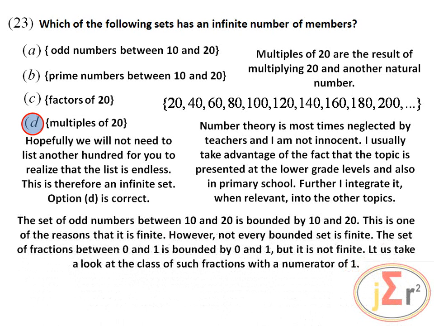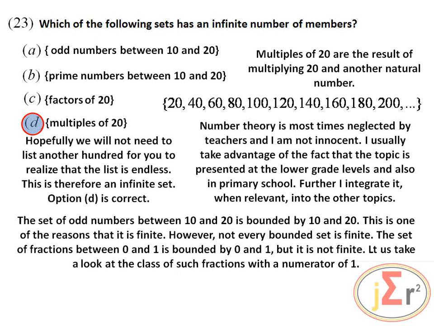The set of odd numbers between 10 and 20 is bounded by 10 and 20. This is one of the reasons why it is finite. However, not every bounded set is finite. The set of fractions between 0 and 1 is bounded by 0 and 1, but it is not finite.